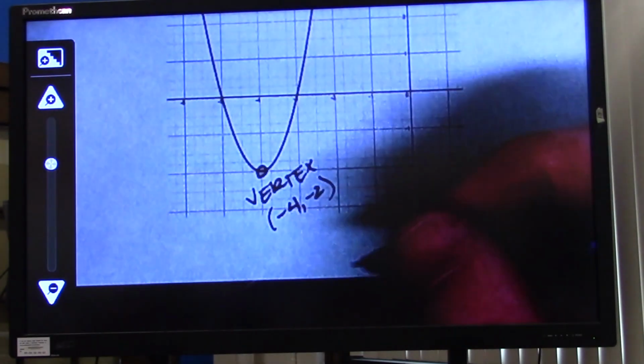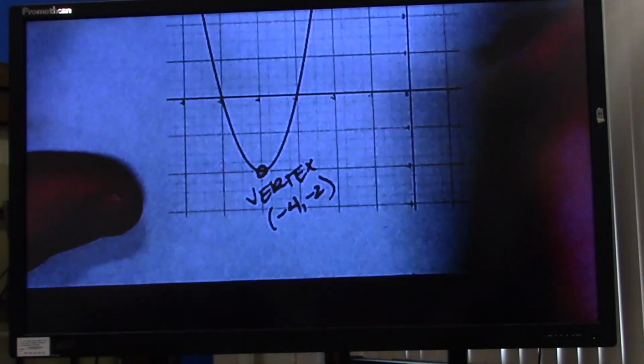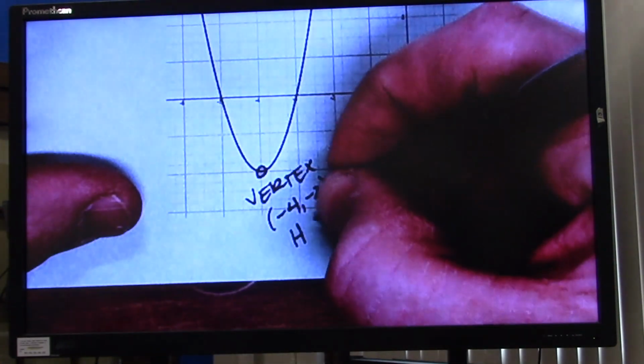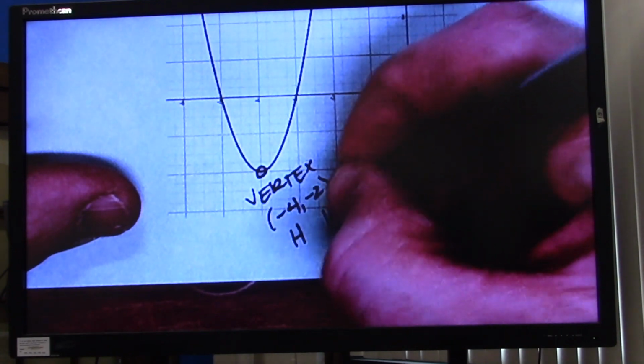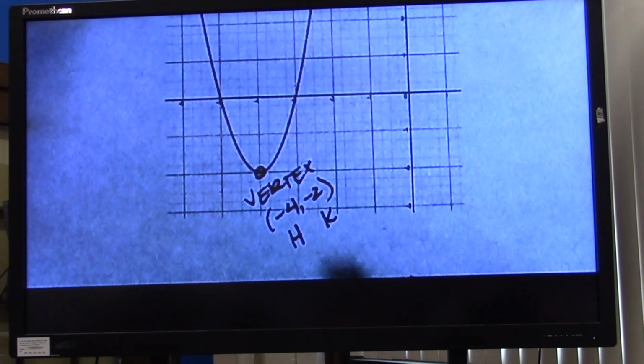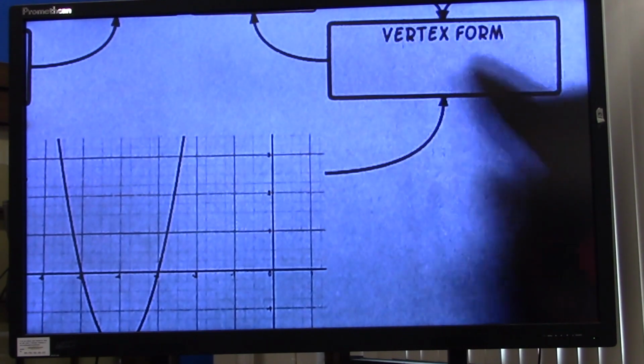those numbers right there are going to be very important to the first form that we're going to explore. And so in the formula that I'm going to show you here, the H number is going to be -4, and the K number is going to be -2. H and K are the X and the Y of the vertex, a very important XY pair. And when we go over here to this arrow, we'll follow this and we'll write this form.